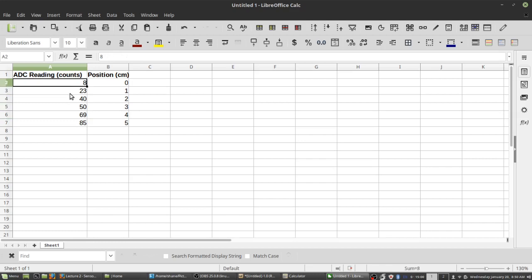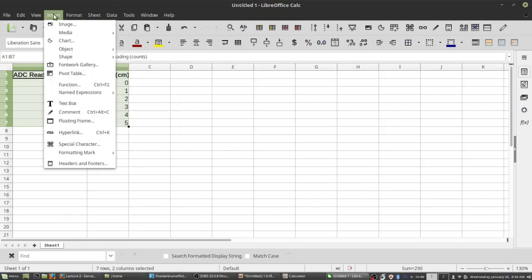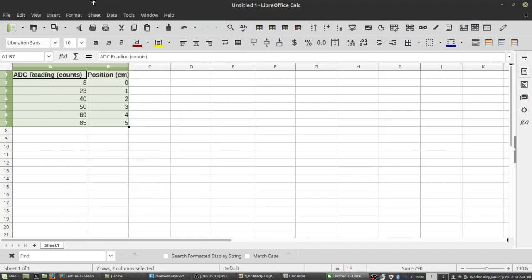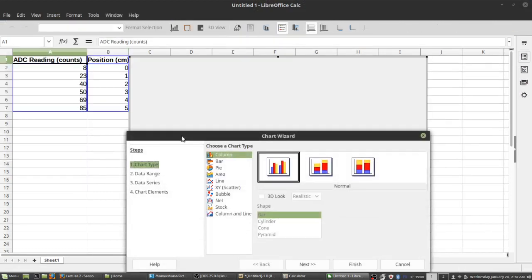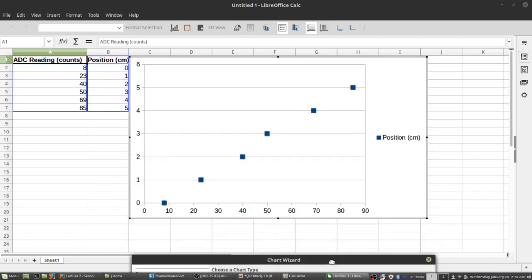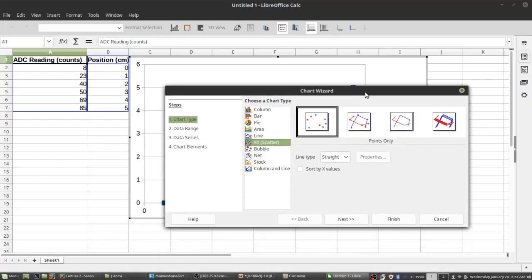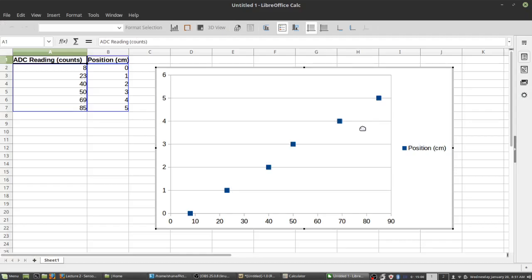So what I can do is put them in. I'm using LibreOffice Calc, but it works the same exact way in Excel. I can go to Insert. I can't believe that this is escaping me here. We should insert chart. There we go. And then what you're going to want to do is a scatter chart. And we can see here this is kind of what we want.